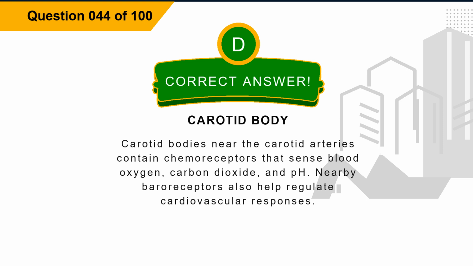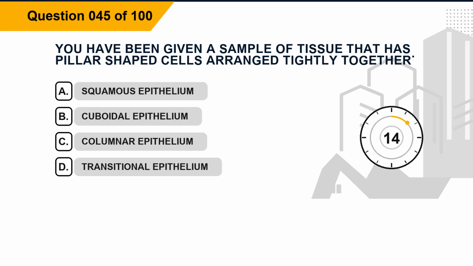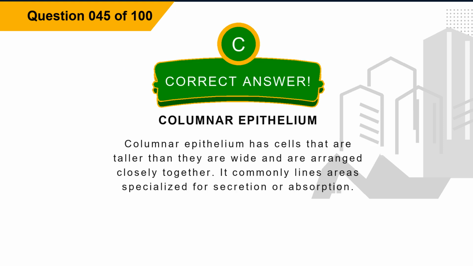Carotid body. Explanation. Carotid bodies near the carotid arteries contain chemoreceptors that sense blood oxygen, carbon dioxide, and pH. Nearby baroreceptors also help regulate cardiovascular responses. Question 45. You have been given a sample of tissue that has pillar-shaped cells arranged tightly together. Option A. Squamous epithelium. Option B. Cuboidal epithelium. Option C. Columnar epithelium. Option D. Transitional epithelium. The correct answer is option C.